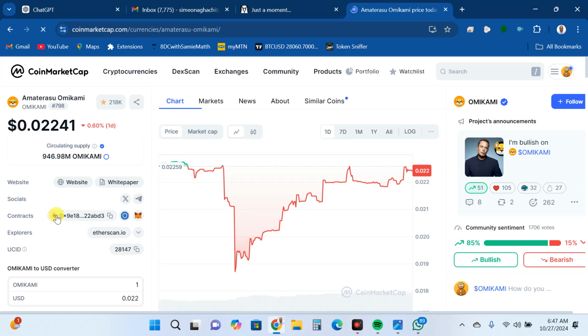Now you're going to see the symbol of the blockchain it's built on here. This is the symbol of Ethereum, or the logo, if you will, of Ethereum. So this is the contract address of Omikami. To copy the contract address of any token, you need to click on this place. You see this thing, you click on it. When you click on it, you've copied the contract address. You're going to be able to use it to trade on decentralized exchanges via non-custodial wallets: Trust Wallet, MetaMask, Tonkeeper, Solflare, Phantom, OKX, Bitget, Web3 wallets, and all of that. So that's what you do with a contract address.